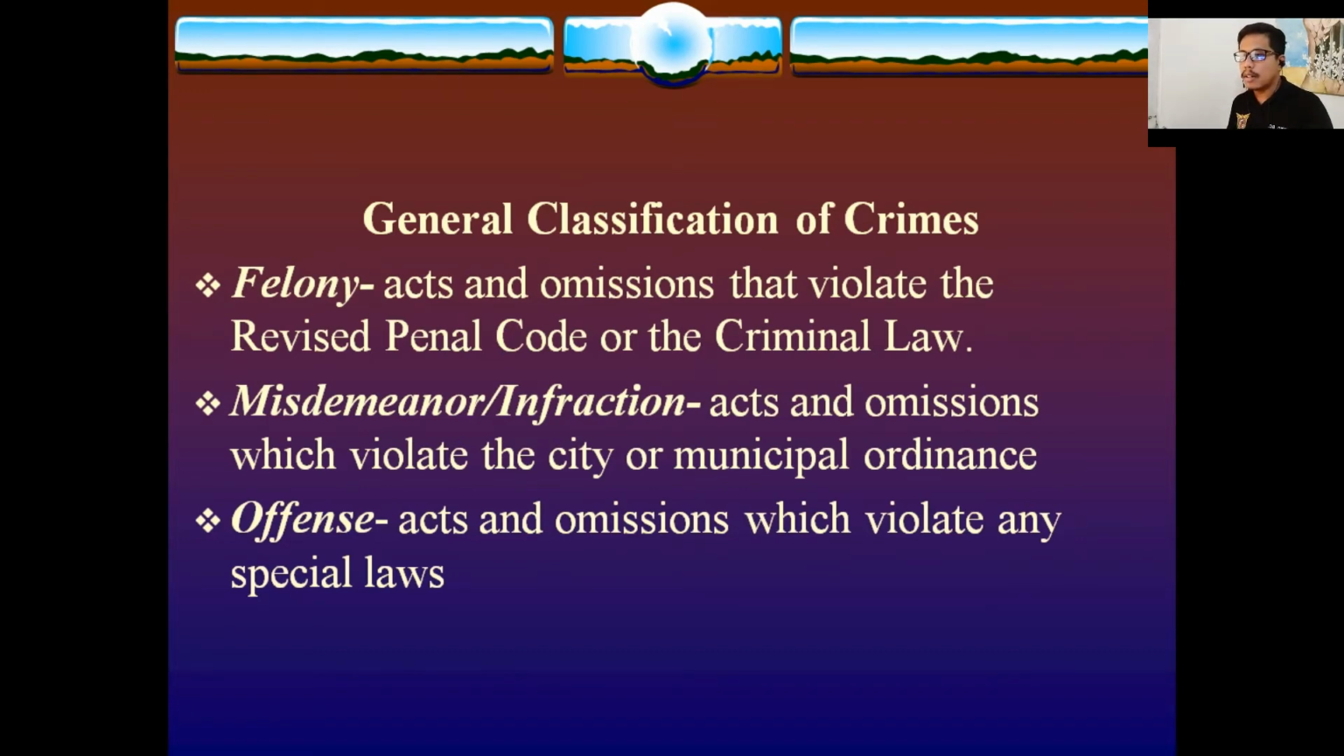Treason. Where does treason belong? It belongs to the Revised Penal Code. So if a person commits treason, what do you call the crime? Felony. Okay? Child abuse. Violation of Republic Act 9344 or PD 603. So what do you call it? Offense. Why? Because it is under the special laws. So these are the differences between felony, misdemeanor, infraction, and offense.